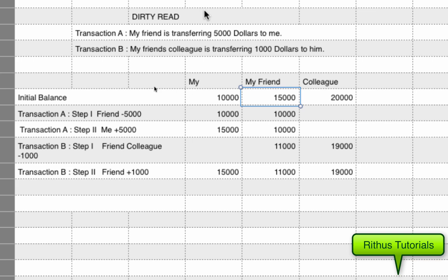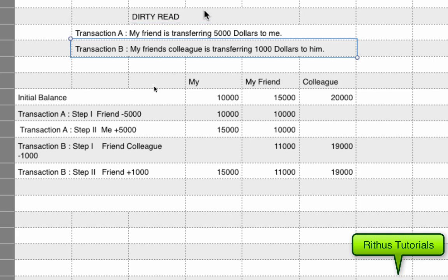Let's now consider the different problems that can happen if transaction management is not properly implemented. The first one which we would talk about is something called dirty read. Dirty read is when you read something which is in an inconsistent state. It sounds very tricky, so let's make it easy.